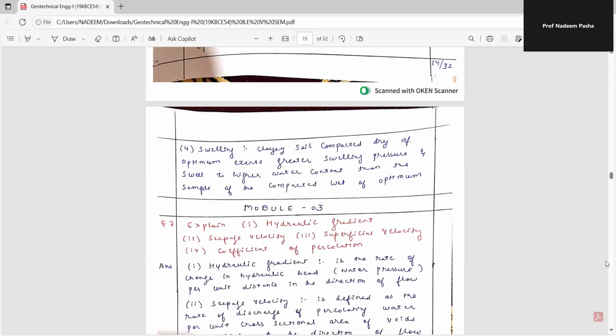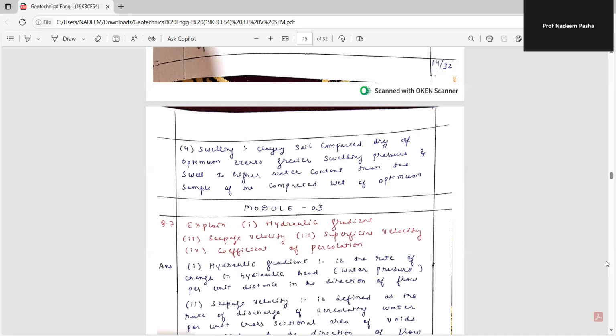So how will you define hydraulic gradient? It is the rate of change in hydraulic head, that is water pressure, per unit distance in the direction of flow. It is the ratio of change in hydraulic head per unit length. That is, i is equal to h by L.